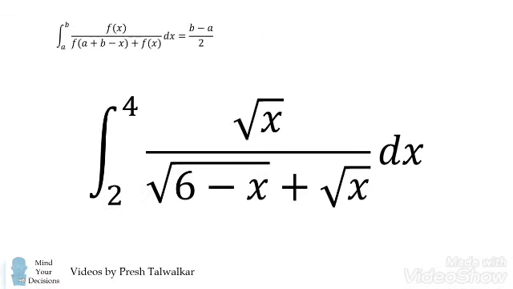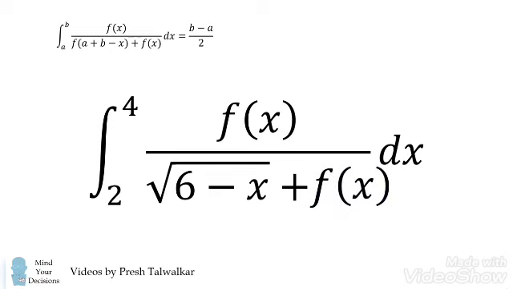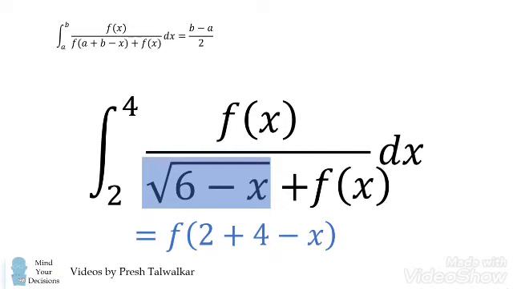Let's consider this first integral. Let's write f of x is equal to the square root of x. This is there in the numerator, and it's also there in the denominator. Now square root of 6 minus x will exactly be equal to f of a plus b minus x.